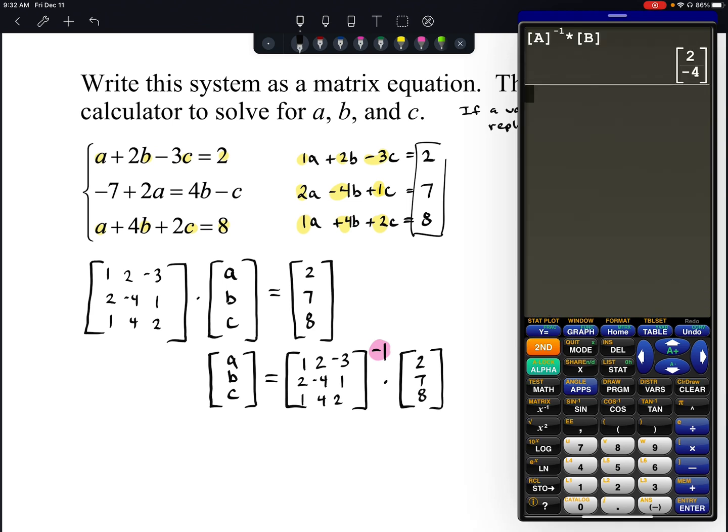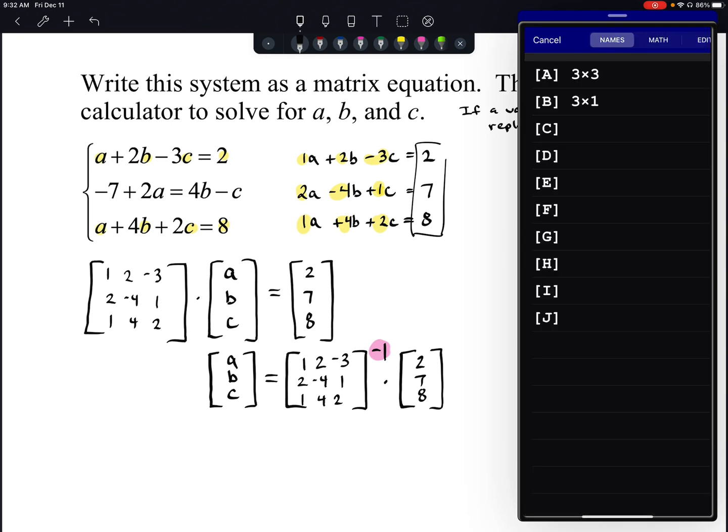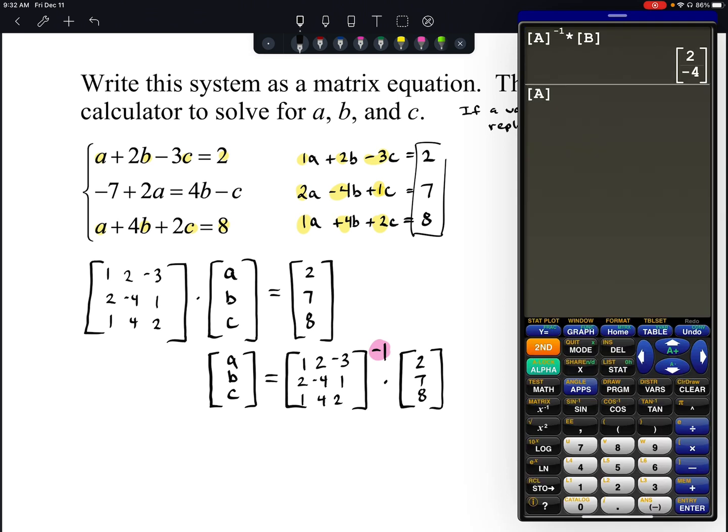We're going to do second matrix. We're going to bring up our 3 by 3. So that's like our matrix A. We want the inverse, so please make sure you raise it to that negative first power. Press that inverse button. And then we're going to say times, and we're going to put in that second matrix. So second matrix, and this would be B.